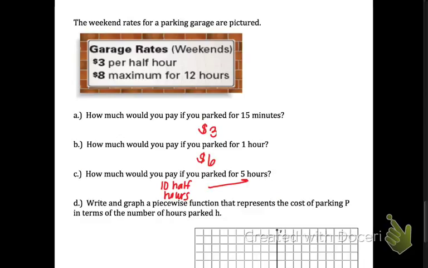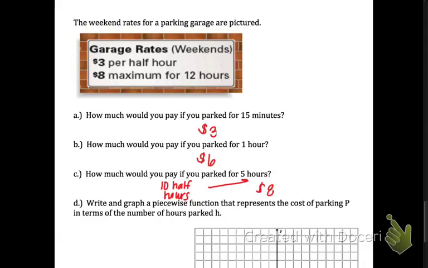If we multiply that by the half-hourly rate, that would be $30. That exceeds our maximum of what we're going to pay, so we would only have to pay $8, because that's the most that they're ever going to ask us to pay. So for D, it wants us to write and graph a piecewise function that represents the cost of parking P in terms of the number of hours parked H.